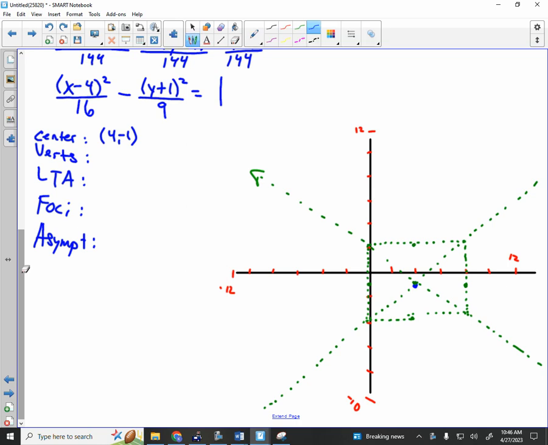And now, where do I put them? Do I put them on the sides of the box, or do I put them on the top and bottom of the box? Like, where do they even go? Sides, because the x is positive. So I'm going to put it there and there. I just draw my shape.